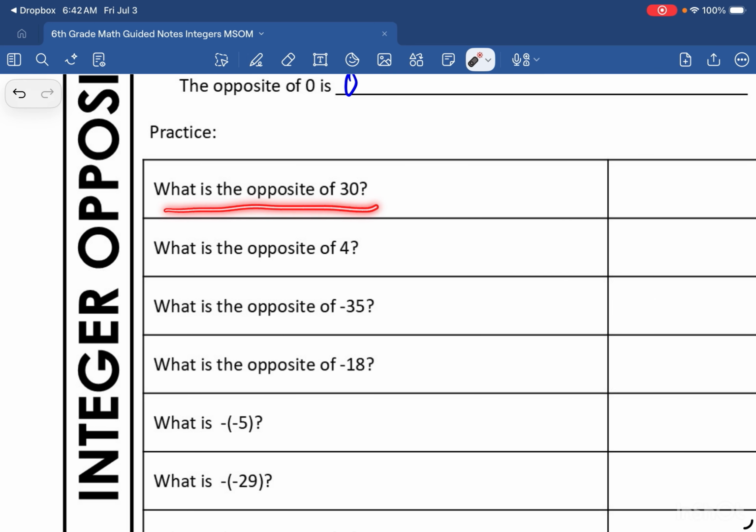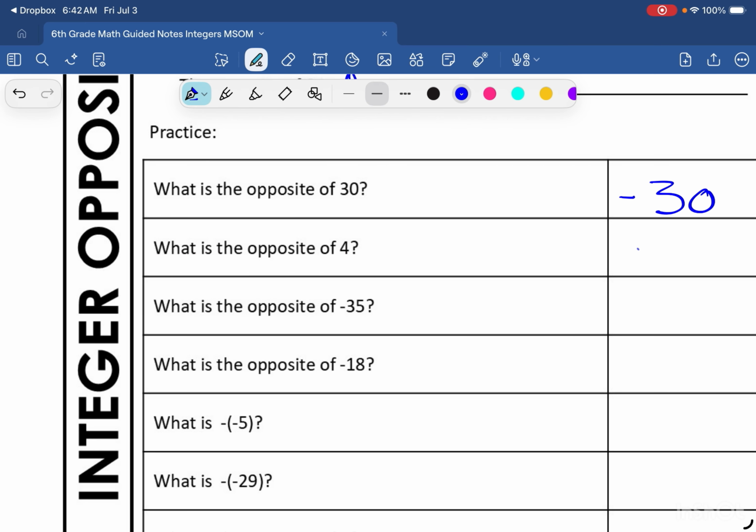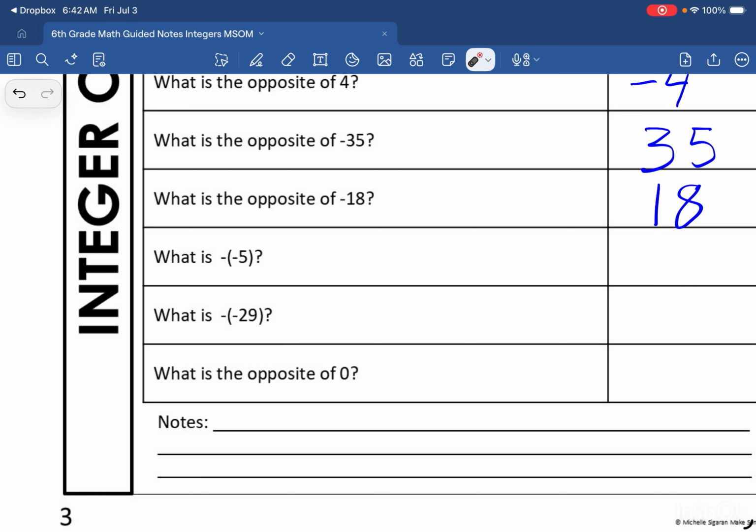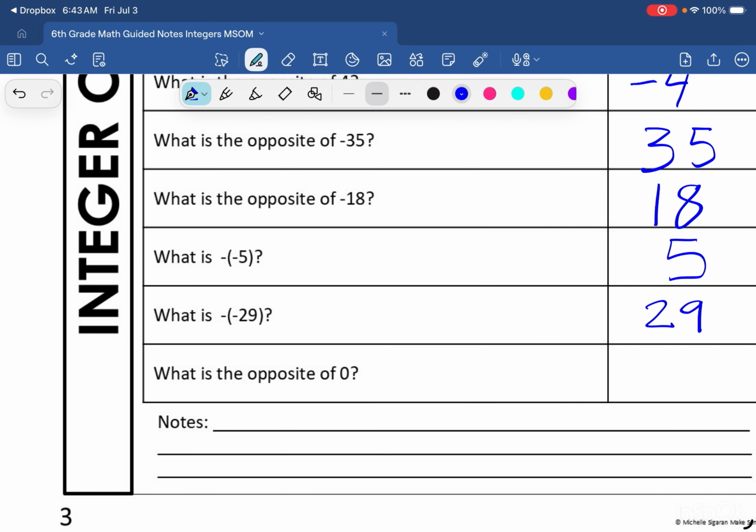What is the opposite of 30? -30. What is the opposite of 4? -4. What is the opposite of -35? 35. What is the opposite of -18? 18. What is, and then it says negative, -5. So we can read that as the opposite of -5. The opposite of -5 would be 5. What is -29? Well, that would be the opposite of -29, which would be 29. And what is the opposite of 0? 0.